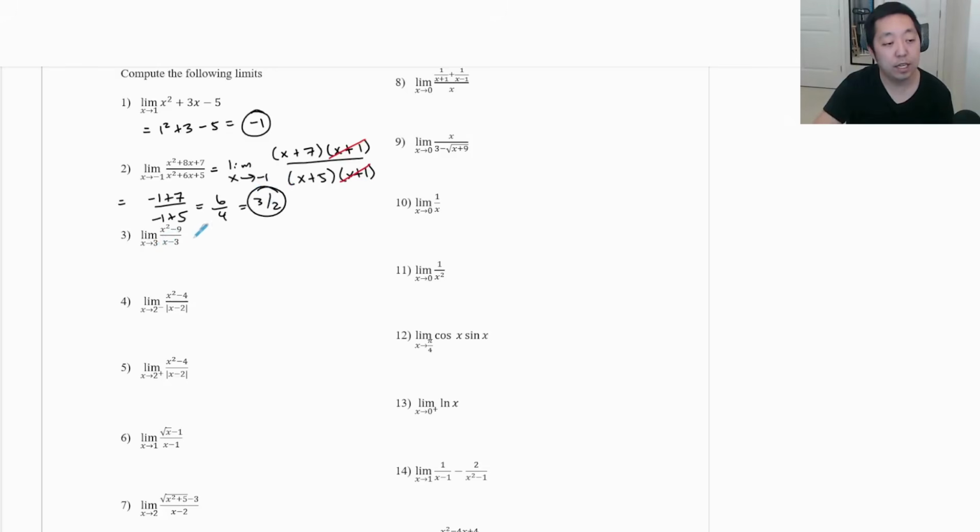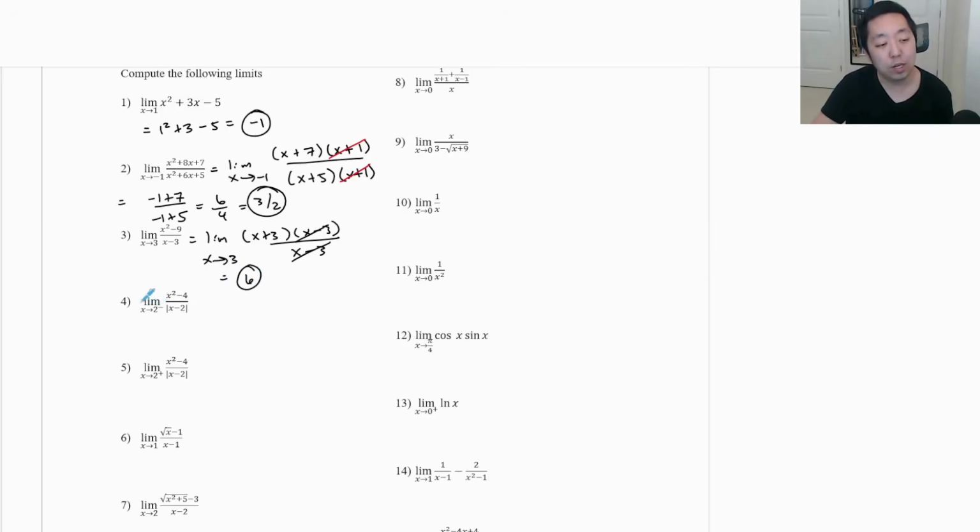Okay, similar thing, if I plug in 3, I'm going to get 0 over 0. I'm going to get 9 minus 9 over 3 minus 3. That's 0 over 0. So what I have to do is do some manipulation, factor this, cancel the x minus 3s, and then I can plug in 3. So 3 plus 3 is 6.